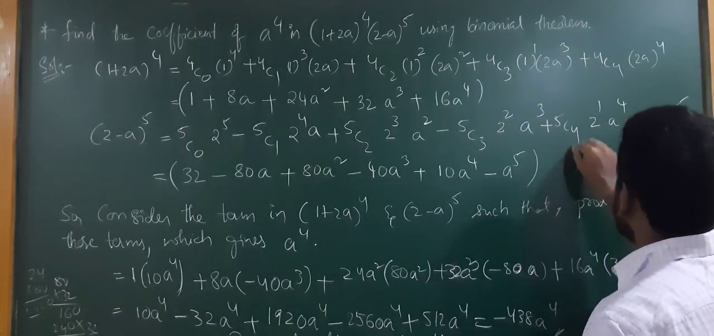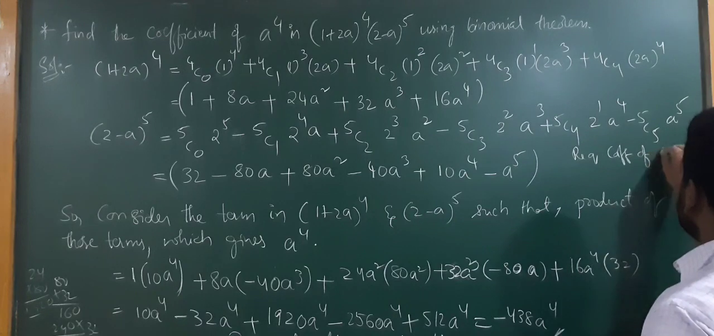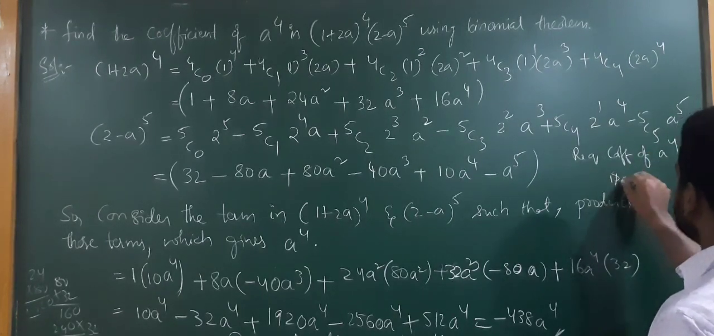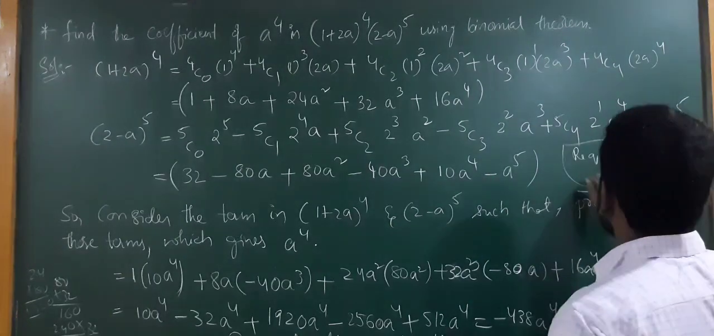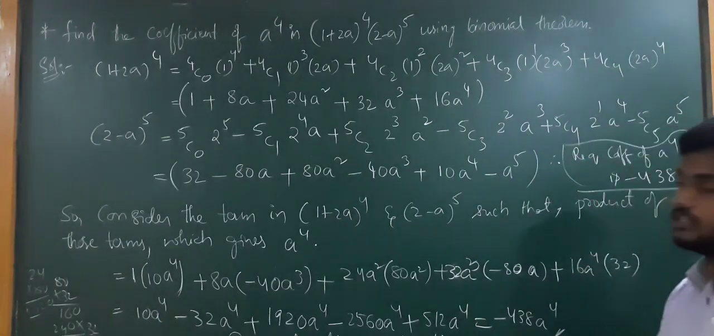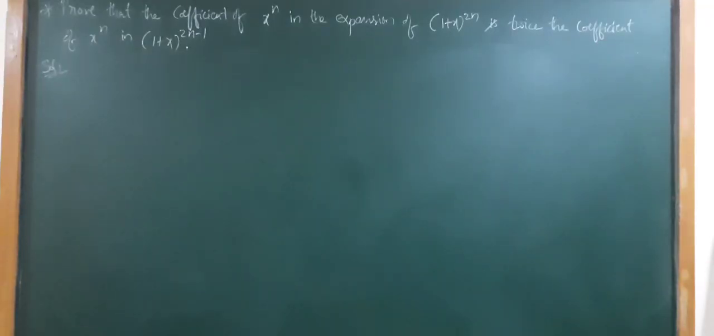So the required coefficient of a to the power of 4 is minus 438. So this is the conclusion. Pause the video and note it down. Then comes the next question.